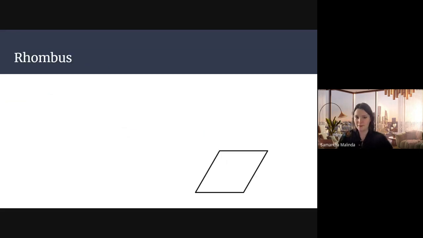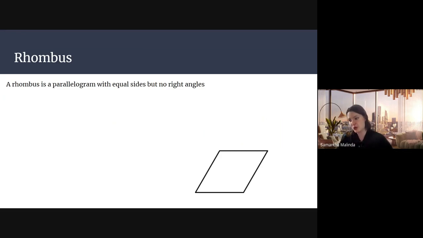Now let's look at a rhombus, another specific parallelogram. It has equal sides, but no right angles. So the square is actually the most specific. The rectangle is the one with right angles. The rhombus is the one with equal sides. And then those combine to get a square, as you saw in the family tree.